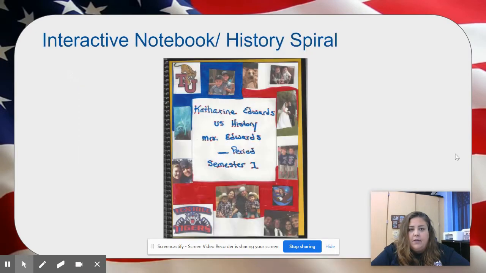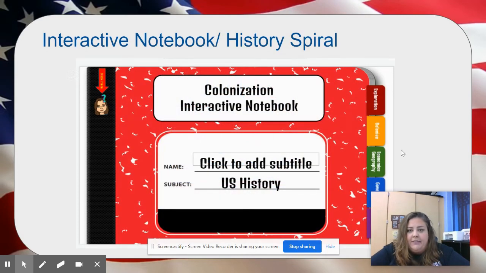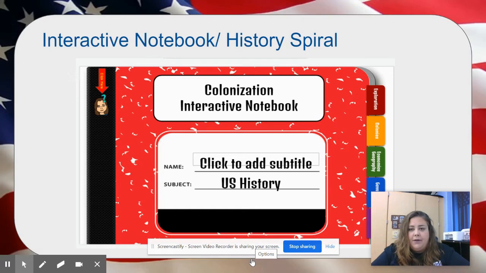Now, in the past in U.S. history, we kept an interactive notebook in a spiral. But this year, just like the class is becoming virtual, your interactive notebook is also becoming digital. You're going to have a digital interactive notebook where you're going to keep your notes and keep everything organized, and we're going to break those up by units of study.